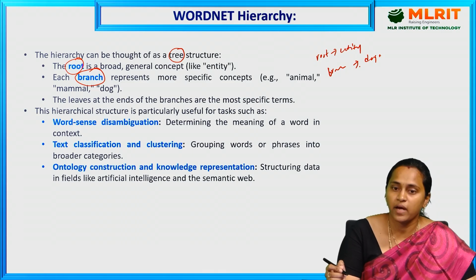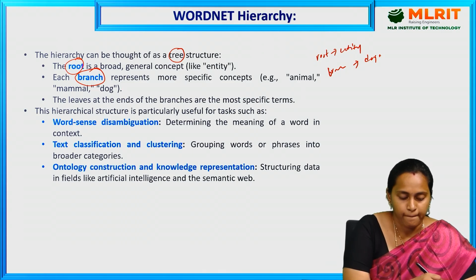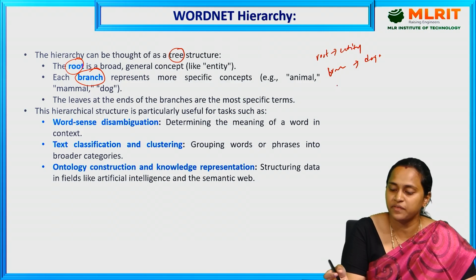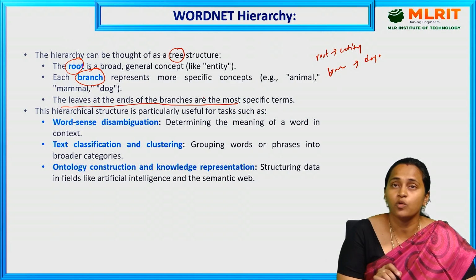Suppose we take the animal example. Here dog is one of the branches, and dog contains some different types. So we can take that. These leaves at the end of the branches are the more specific terms.